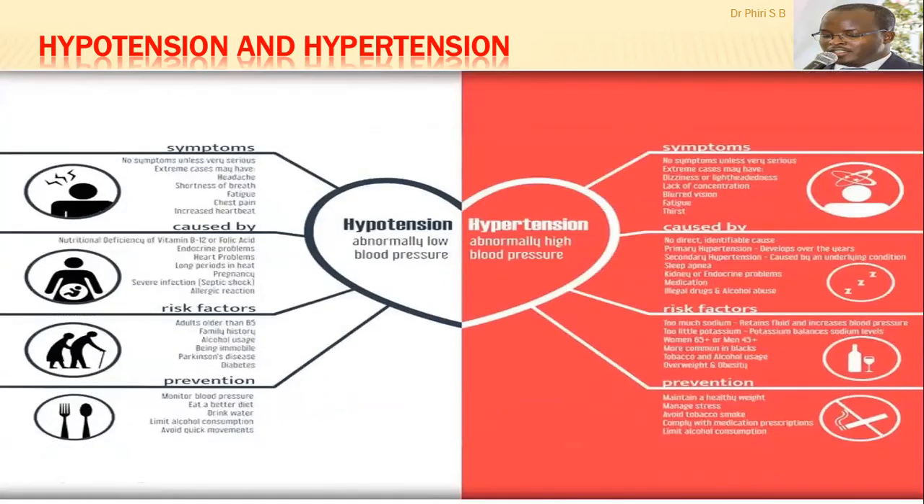Okay, so this table is just summarizing hypotension and hypertension. Just looking at the symptoms, the causes, the risk factors, prevention. So at your own time, you can look at this in relationship to hypotension and hypertension, comparing hypertension and hypotension, high blood pressure, low blood pressure.